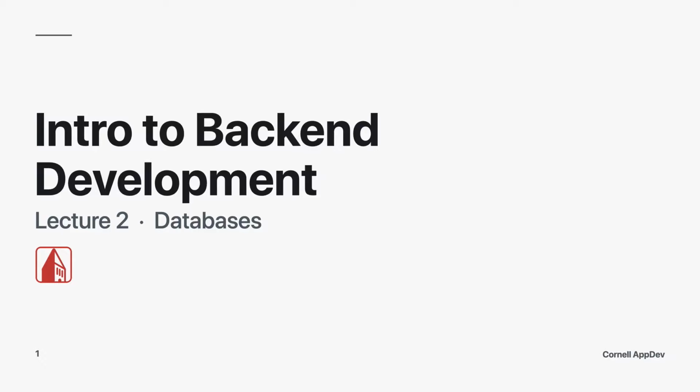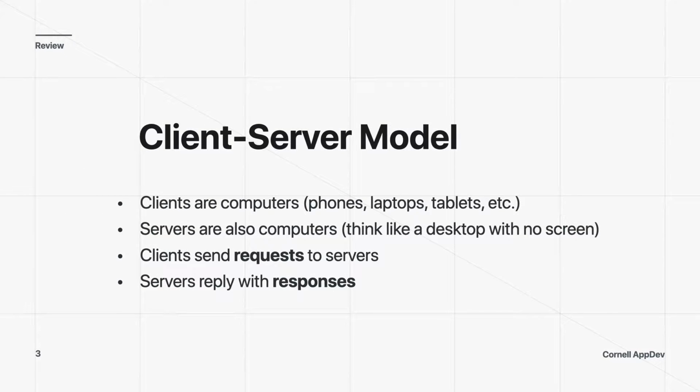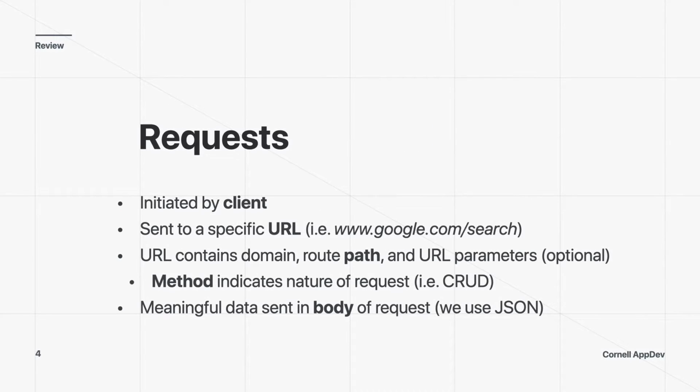So without further ado, let's get started. As a recap, we talked about the client-server model in our first lecture. This is where clients send requests and servers respond with responses. A client can be anything from your iOS device or your Android or your PC. Requests take the form of a specific URL, and any specific endpoint is a client asking the backend to do a specific thing.